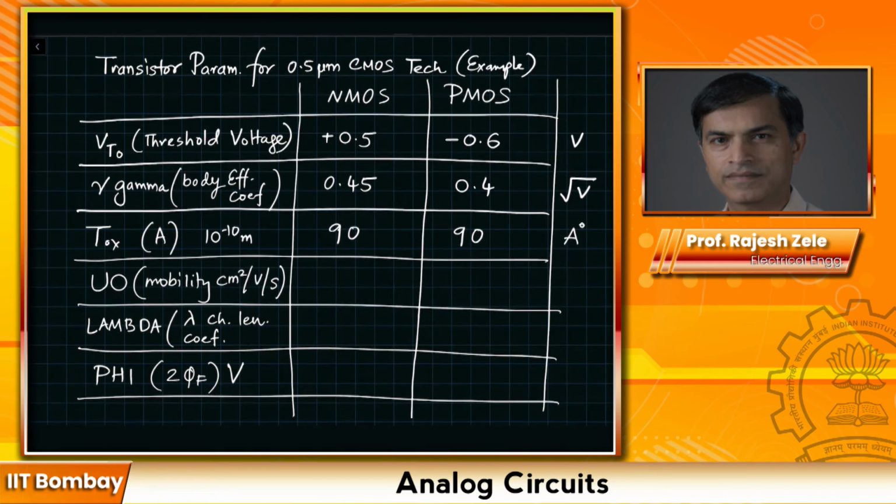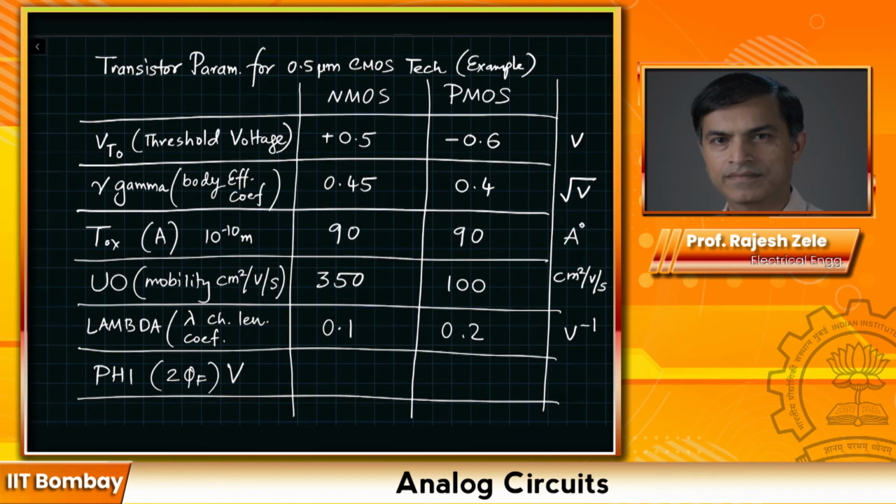U0 is the mobility. In case of NMOS it is the mobility of electrons, and in case of PMOS it's the mobility of holes. For NMOS it's 350, and for PMOS it's 100. The unit is cm square per volt per second. Lambda is the channel length modulation coefficient. In case of NMOS it is 0.1, and in case of PMOS it's 0.2, and the unit here is volt to the power minus 1.